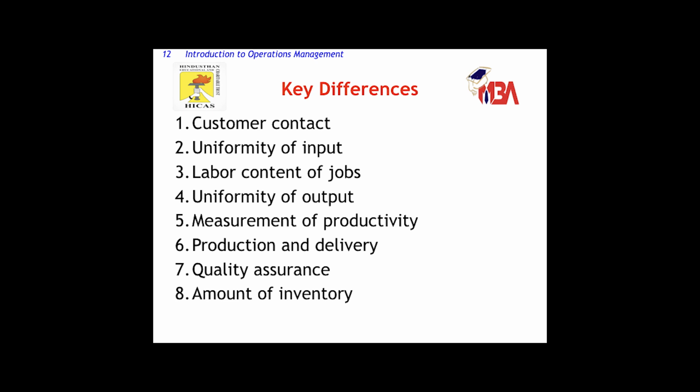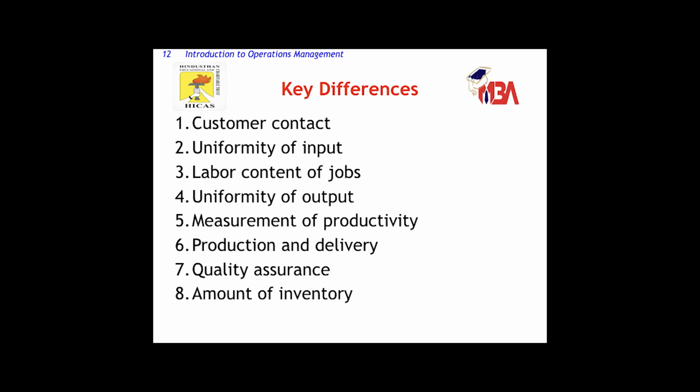Whereas if you look at the service providing facility, the customer becomes part of the system. The customer contact is high. Take the example of the hospital, which we have discussed earlier, or the education system. The customers are the patient and the student. So without these two people, you cannot provide this service. So the customer contact is high in the case of the service industry.